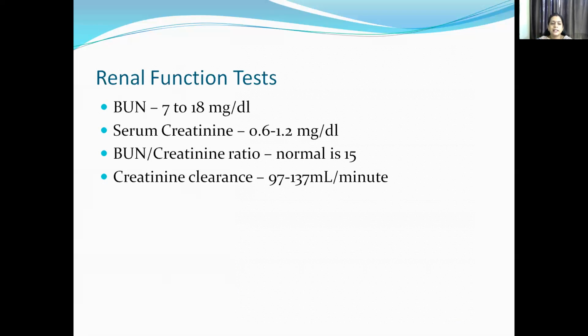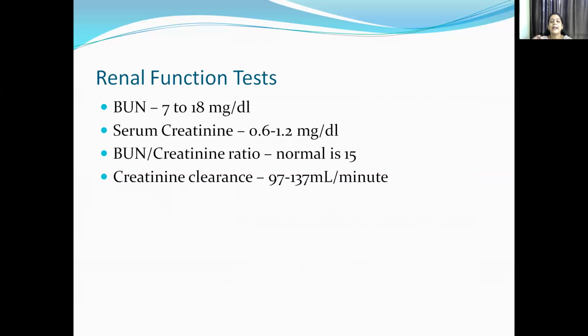Okay, then coming to the other one, the ratio of the blood urea nitrogen and the creatinine. Usually it is 15. Whenever there is an impairment, the pre-renal cause or the renal cause or the post-renal cause, then the blood urea nitrogen and creatinine ratio will be altered.